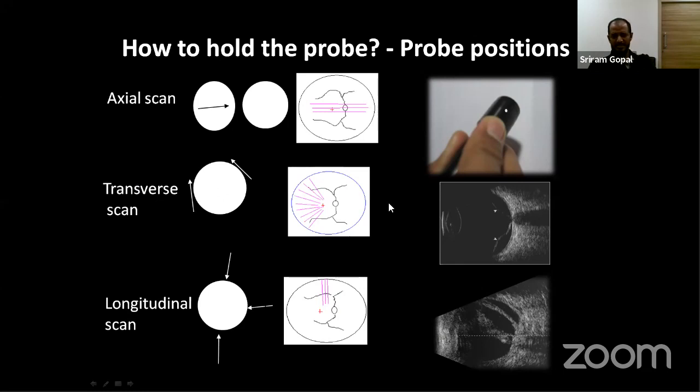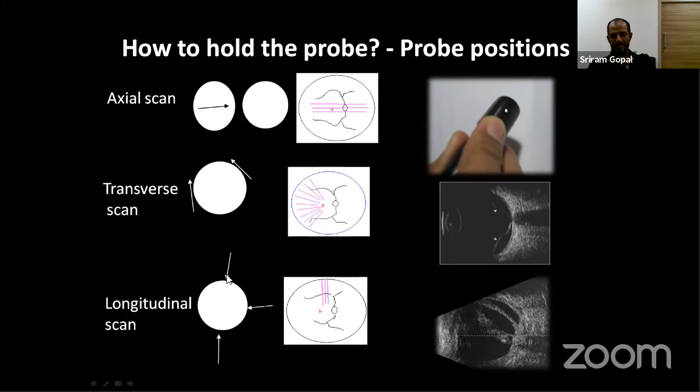Second is a transverse scan. A transverse scan is something like when you keep your probe parallel to the limbus. This shows the orientation of the probes, these arrows. So when you keep your probe parallel to the limbus, you take anteroposterior sections of the fundus. Imagine there is a tumor and you want to see the lateral extent of the tumor, meaning from which clock hour to which clock hour it is extending. Then a transverse scan is the one which will tell you the extent of the tumor.